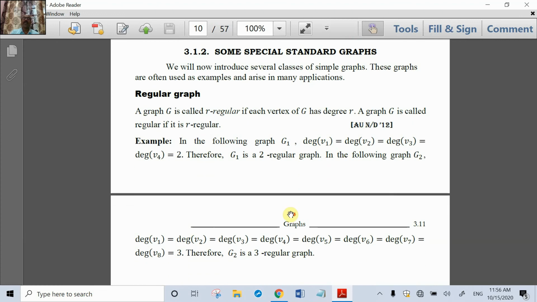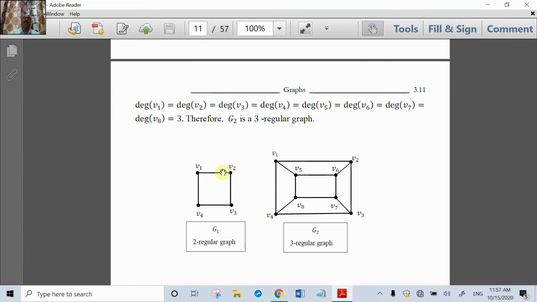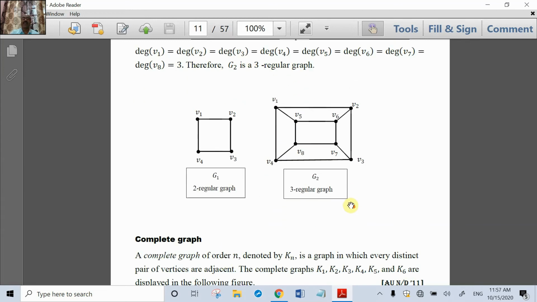Now some special graphs. Now r-regular graph. R-regular graph means degree of each vertex is r. Now this graph is 2-regular, each vertex has degree 2. This is 3-regular, each vertex has degree 3.